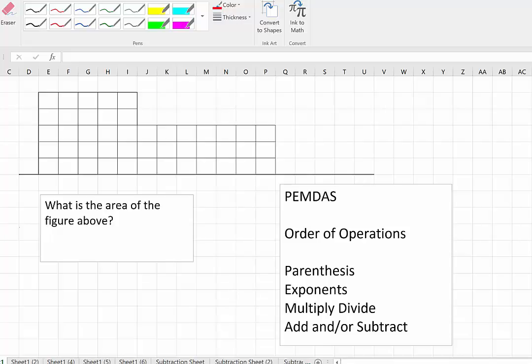This video is going to unravel the order of operations mystery that has been around for quite some time. Oftentimes we just follow that order or an acronym called PEMDAS. But in this video we're actually going to discover the order of operations. And the basis of our video is this figure right here.